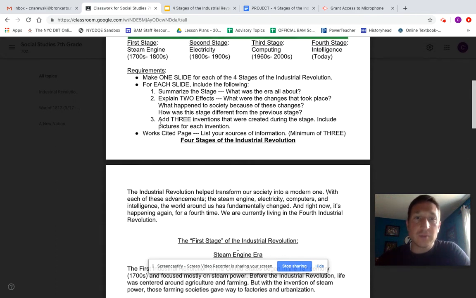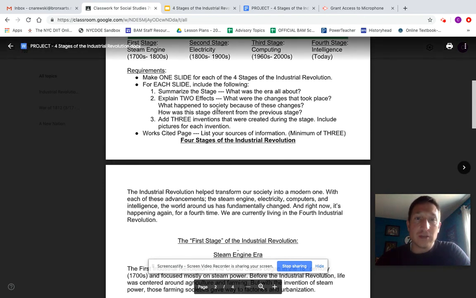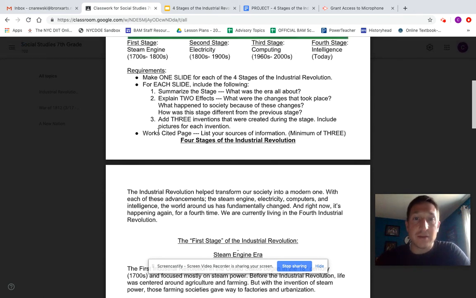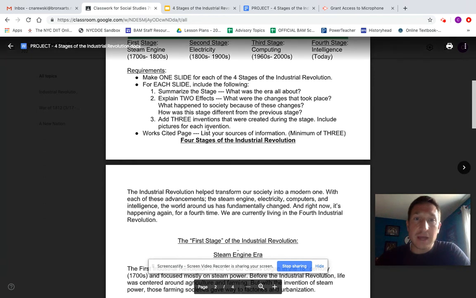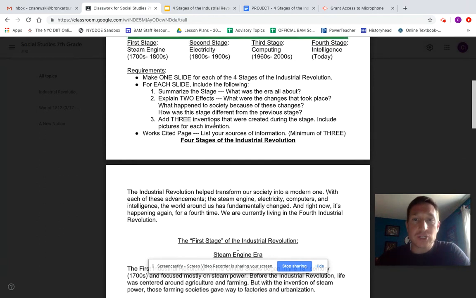And the last thing, number three, add three inventions that were created during that stage. You might know some of those inventions based on the reading that you do. You might know some of those inventions because we covered them in class, but you need three inventions for each of the stages, and you could include pictures for each of those inventions.